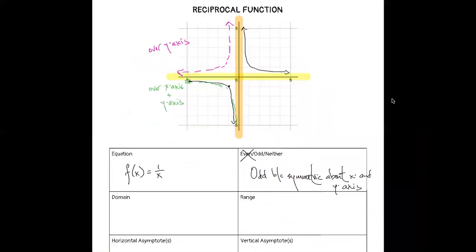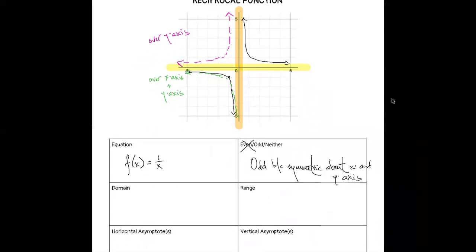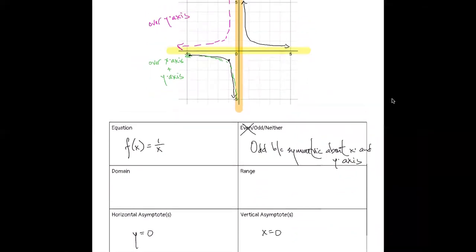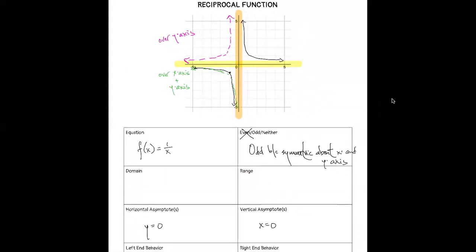All right. Now, we can actually go ahead and fill in our horizontal and vertical asymptote equation. So let's go ahead and do that before we talk about domain and range. So my horizontal asymptote is going to be at y equals 0. And my vertical asymptote is at x equals 0. Okay? Now, if I think about the domain, we want to think about what numbers can you plug in for x.